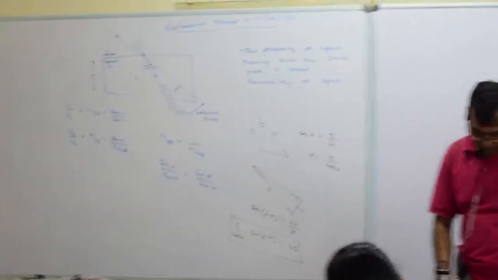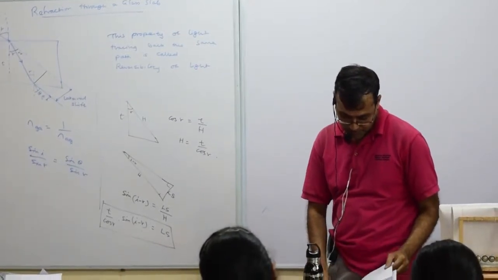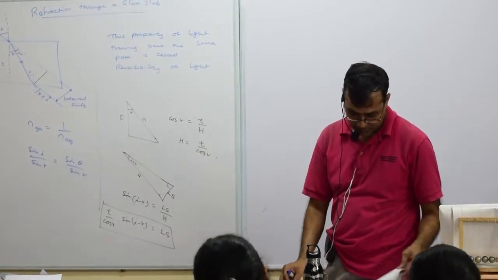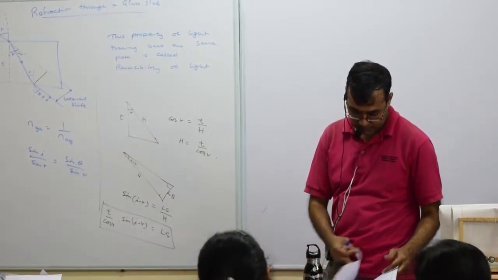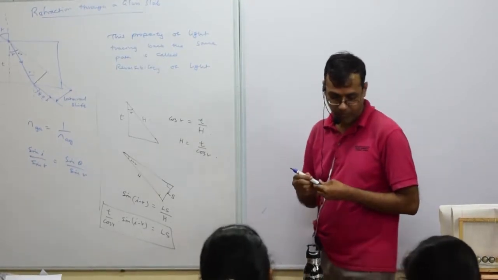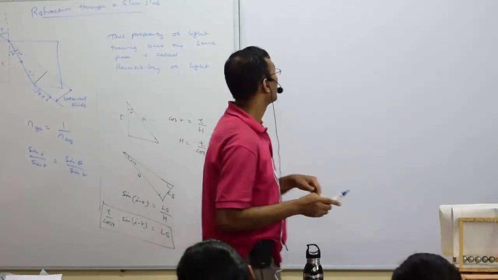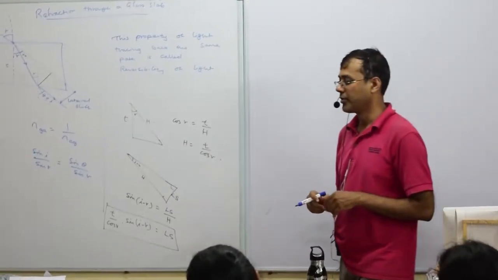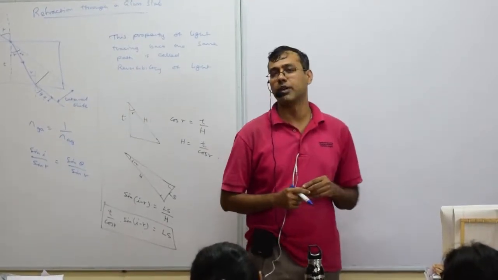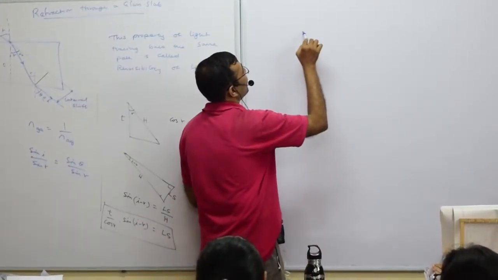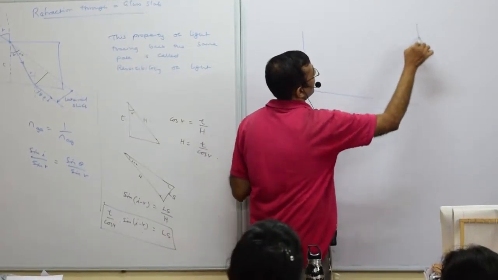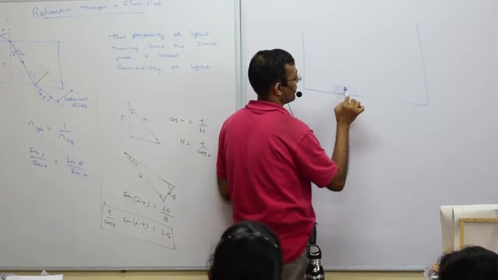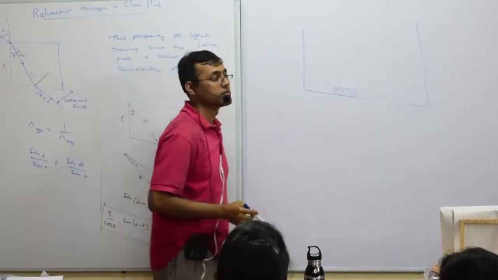Okay, then you have something called apparent depth. Suppose you want to try this experiment, and I'm sure you must have tried it in your home. Take a small beaker and keep some small object, something like a coin. Let's say this is a coin kept inside the beaker.